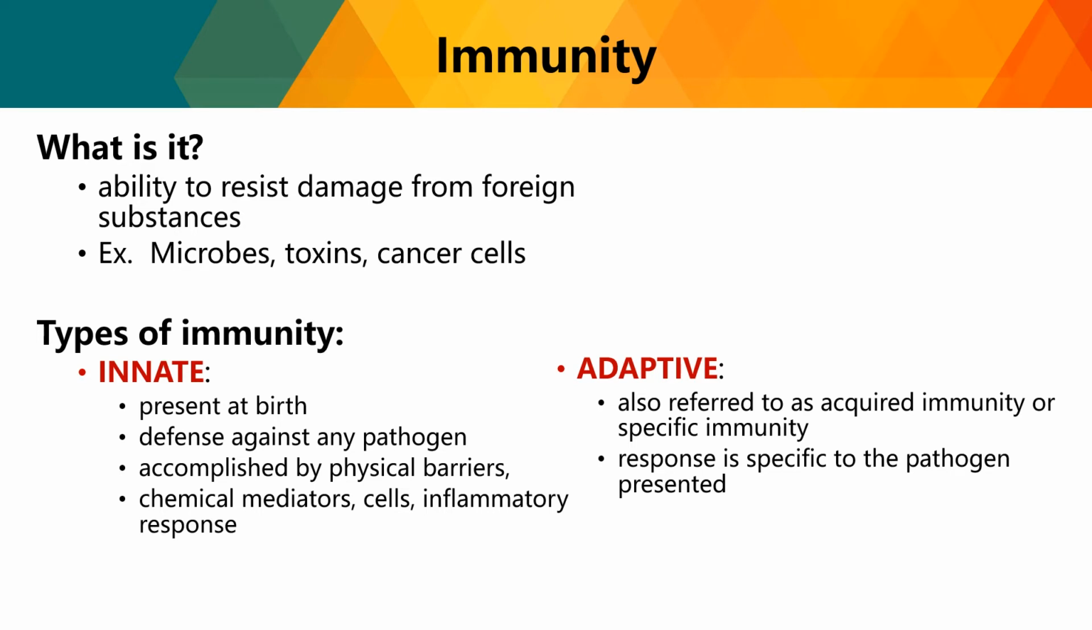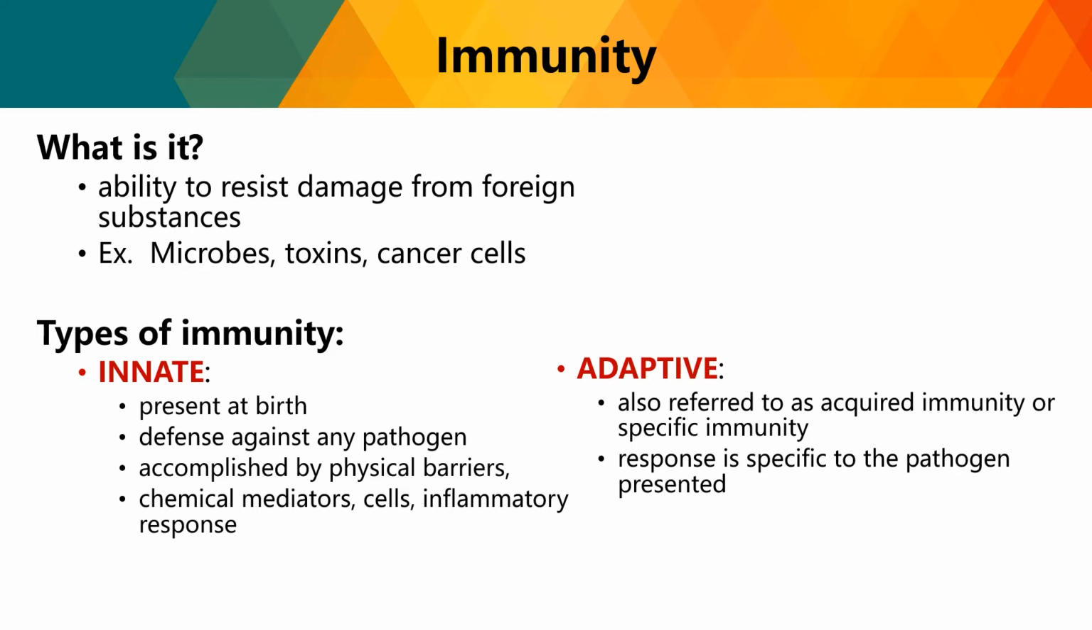Immunity. This is the ability to resist damage from foreign substances, for example, microbes, toxins, and cancer cells. There are two types of immunity. The first one is innate immunity, which is present at birth. It's a defense against any pathogen.